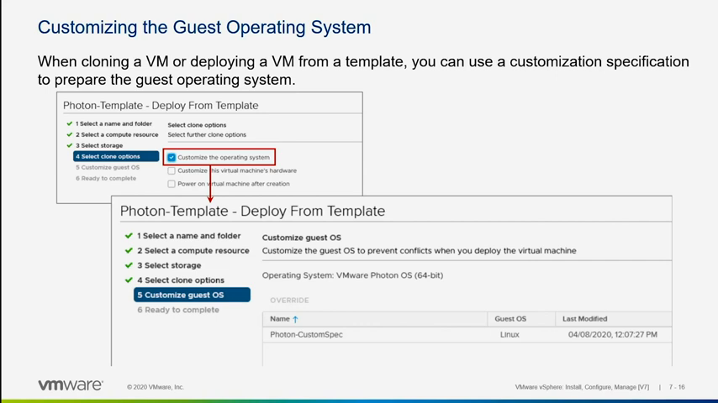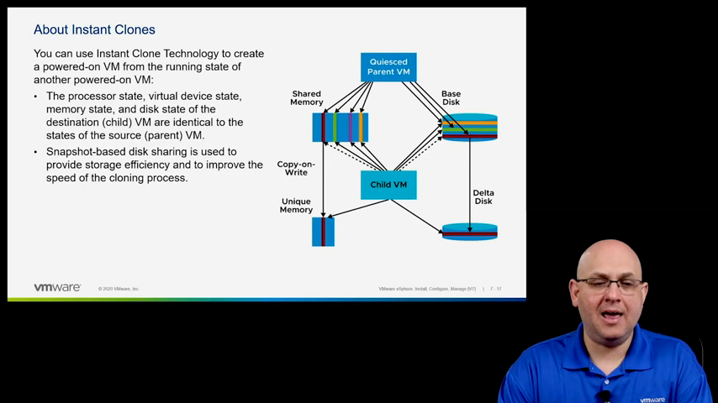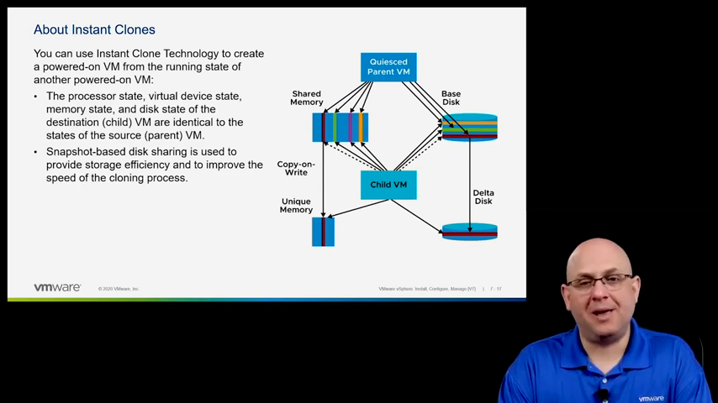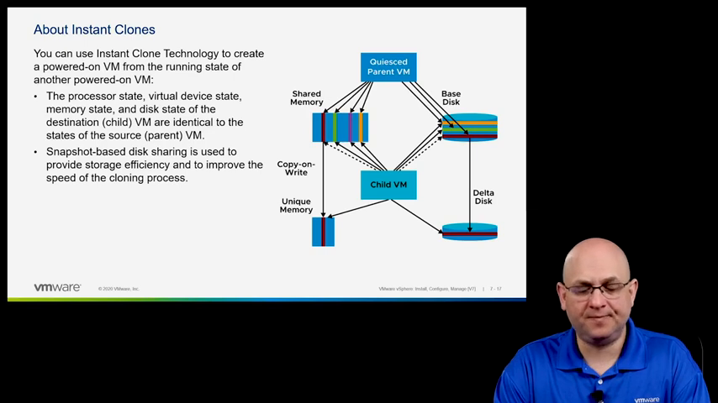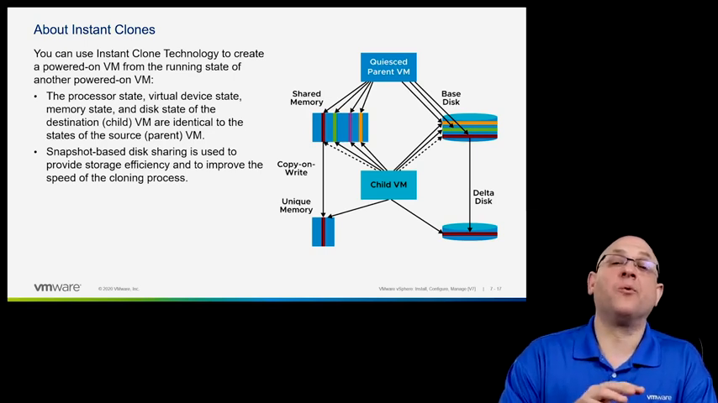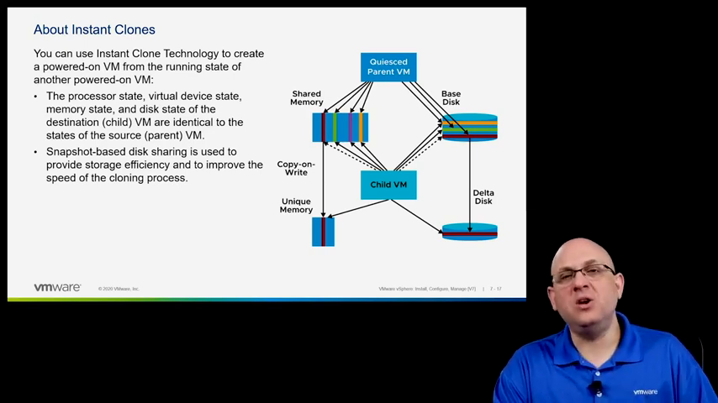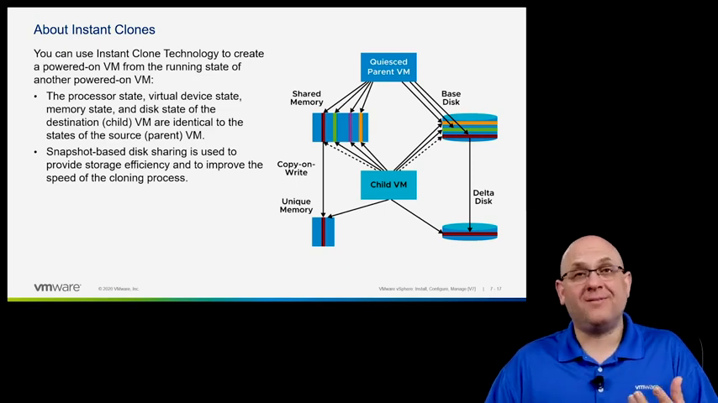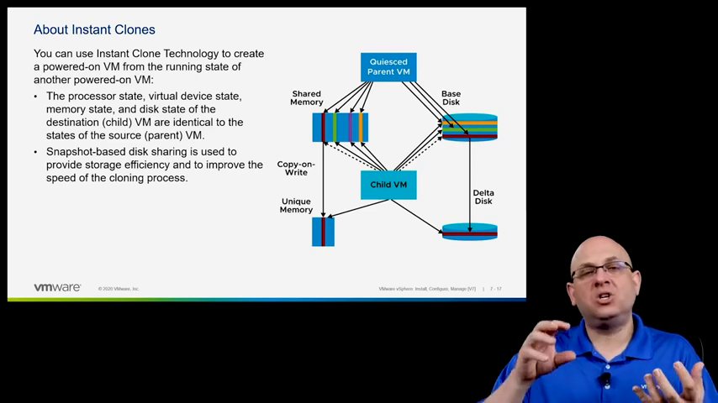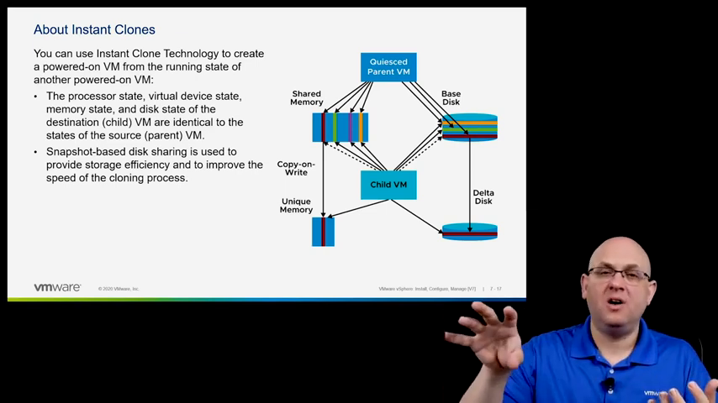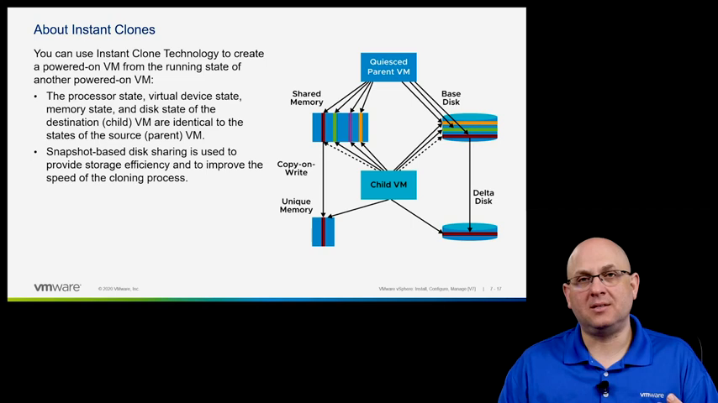And then that custom spec will be applied to the VM. Now, creating a full clone, like we've talked about, is a great thing for us to be able to do. But a couple of years back, VMware invented a new technology called instant clones. Instant clones are a really amazing technology that uses what we call a parent virtual machine, a powered-on virtual machine from which to spawn off another virtual machine process.